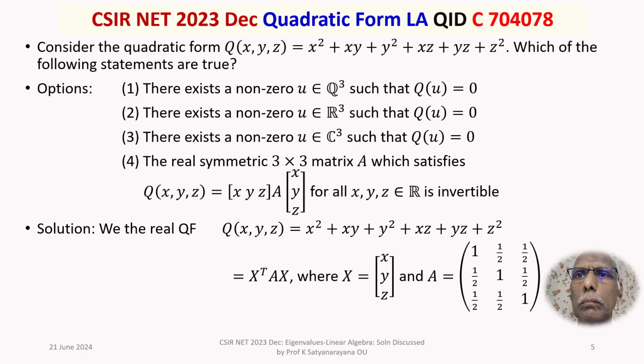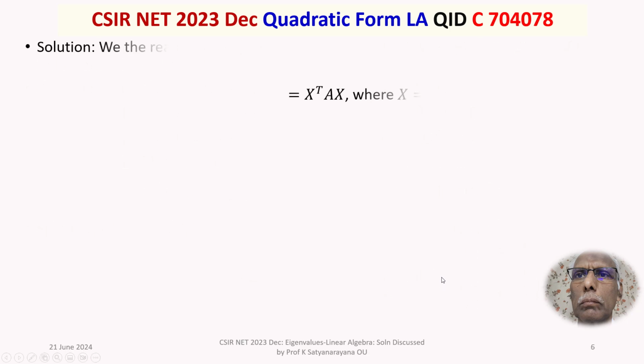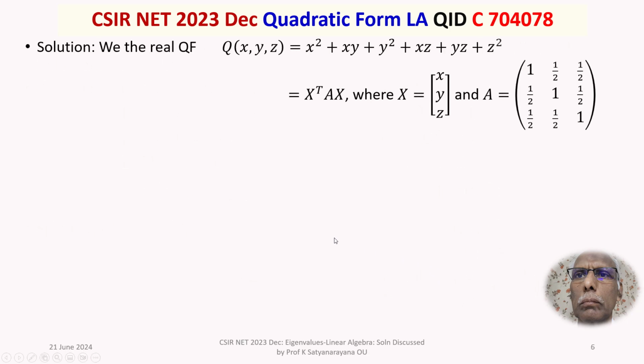and the coefficient of xy, which is 1, is divided into two equal parts. Write it in the 1, 2 position and 2, 1 position, half, half. Like that, the remaining entries are filled up. Right? So that is the matrix A. We continue in the next slide. This is what we have done.